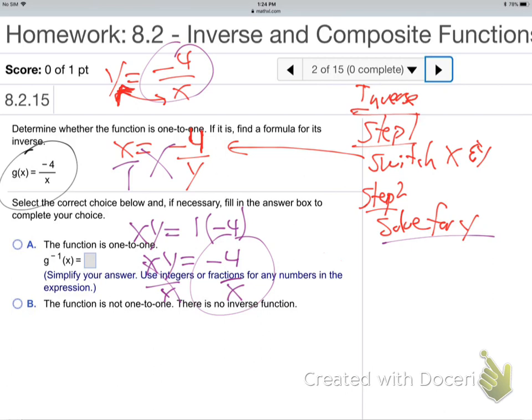Well, it's basically saying it's already solved for y, because y equals negative 4 over x. Yeah, but that was before they traded roles. This is the original y, but then they traded roles right here. Okay. Remember, they trade roles. Inputs become outputs. All right.